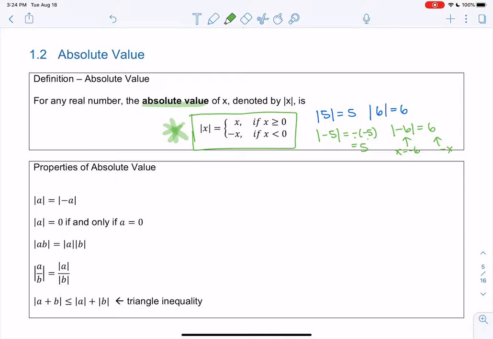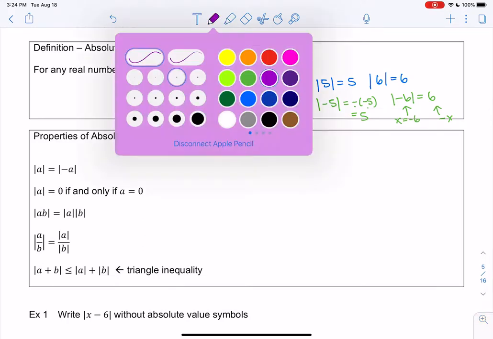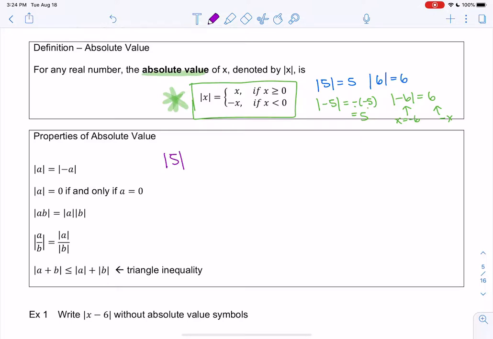Some properties: the absolute value of A is the absolute value of negative A, right? The absolute values of 5 and negative 5 are the same thing. The only way to get 0 is the absolute value of 0. So if and only if just means you can go either way. So we can start with the absolute value of A equals 0, then A equals 0, or if A equals 0, then the absolute value is also 0.